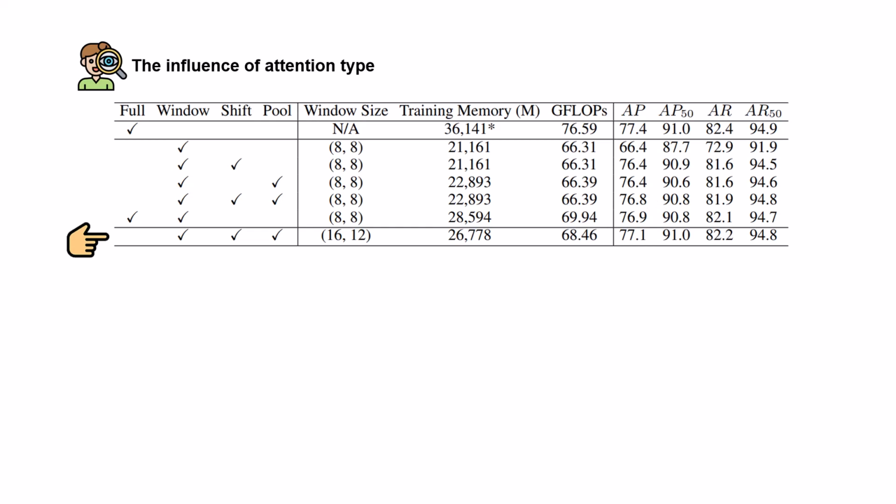So what they did finally is that they used a combination of window, shifting and pooling, but instead of using 8 by 8 as the window size, they used 16 by 12. And the average precision in the end became 77.1, which is impressive. So now we have 10 gigabytes of memory less than what we initially had, but the average precision is a bit worse.